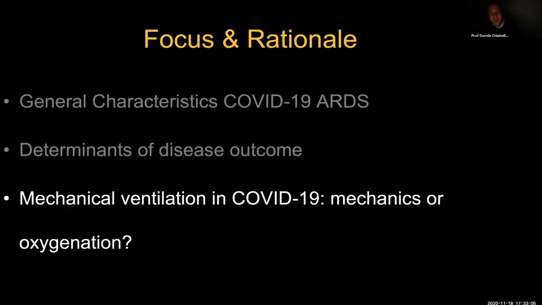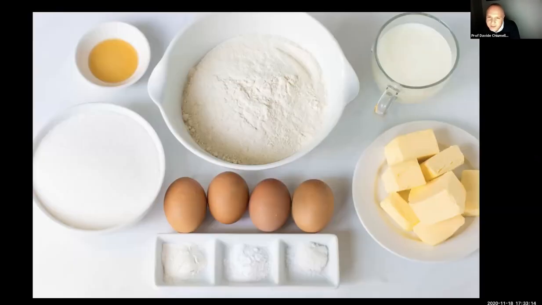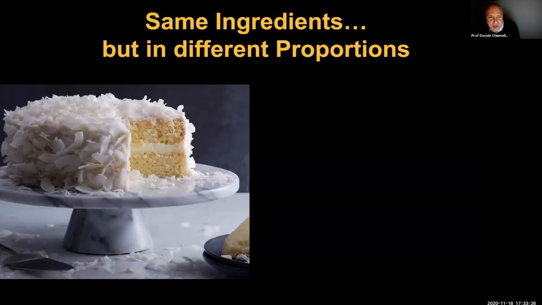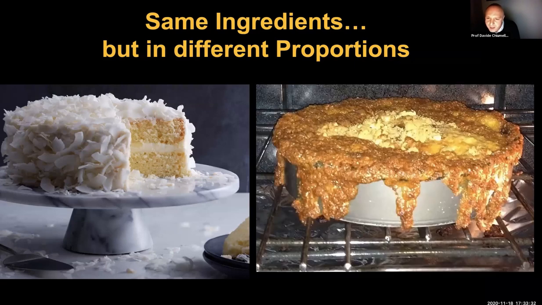And this is important because it comes to the last bit of the talk, which is mechanical ventilation. And I see mechanical ventilation like a recipe. You've got various ingredients. These ingredients are the ones we know about, but also the way we mix these ingredients makes a difference between a perfectly shaped cake and a complete disaster. So I think we need to be able to mix those ingredients carefully and knowledgeably. So let's start with one ingredient, which is the tidal volume.